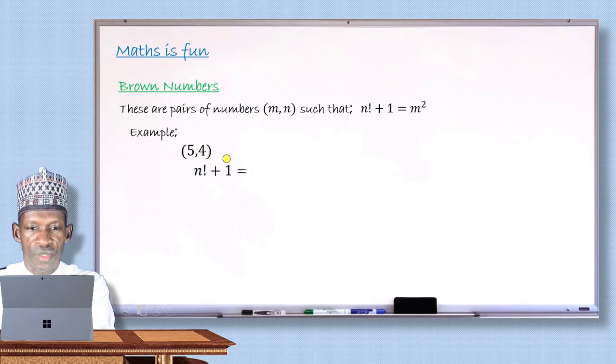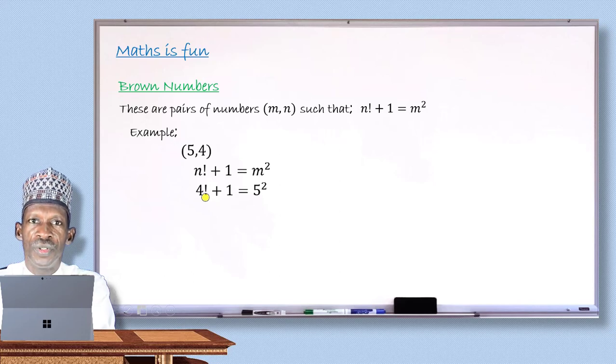Let me do that. So that is the condition. If I substitute 4 for n and 5 for m, I will have 4 factorial plus 1 equals 5 squared. What does 4 factorial mean? 4 multiplied by 3 times 2 times 1, down to 1. So there you have 4 factorial as 24. Then add 1 to the result, it gives you 5 squared, and 5 squared is 25. So you can see 24 plus 1 gives you 25, which means 5 and 4 are Brown numbers.